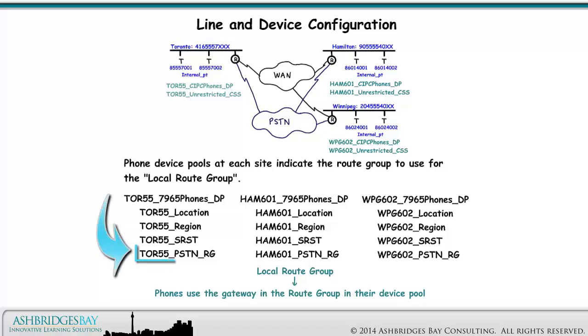Phones in Toronto will use the Toronto 55 PSTN route group containing the Toronto 55 PSTN gateway. Phones in Hamilton will use the Hamilton 601 PSTN route group containing the Hamilton 601 PSTN gateway. And phones in Winnipeg will use the Winnipeg 602 PSTN route group containing the Winnipeg 602 PSTN gateway.